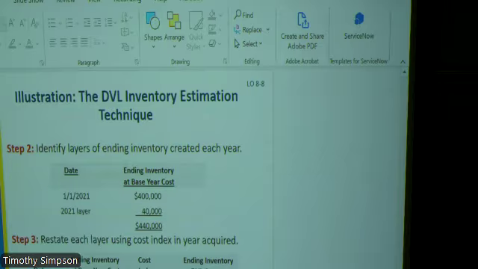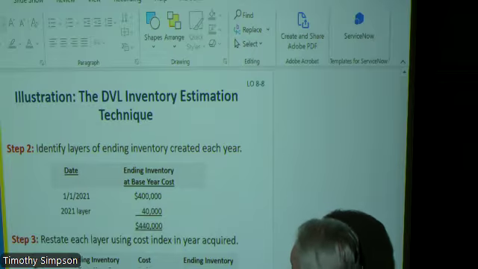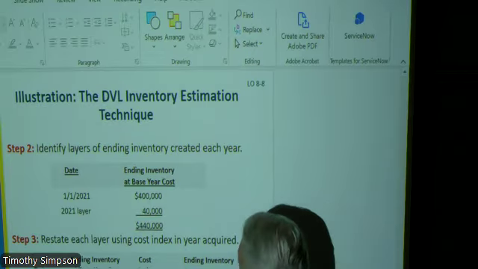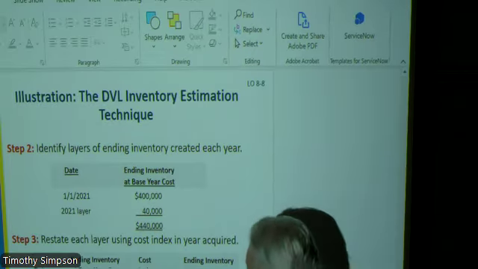Why are we doing that? Because we're trying to separate out what is due to quantities, what is due to price. So in this regard, we had 400,000 beginning. The new layer was 40,000, so 440,000 altogether. So obviously, if this is the base year, 2021, then the index is going to be 1, 100%, so no change there. But here, we're going to take this difference, and we're going to multiply that times 1.05, and we're going to raise that.